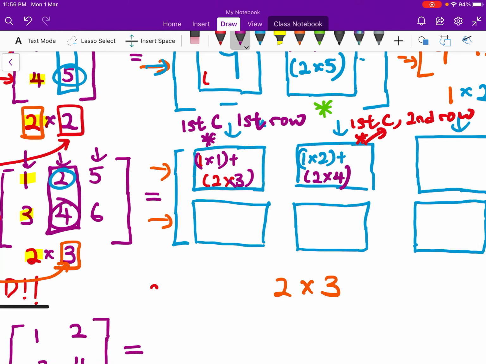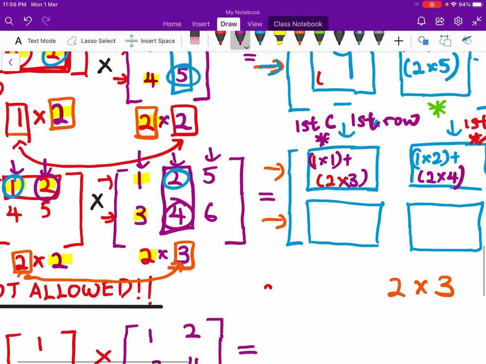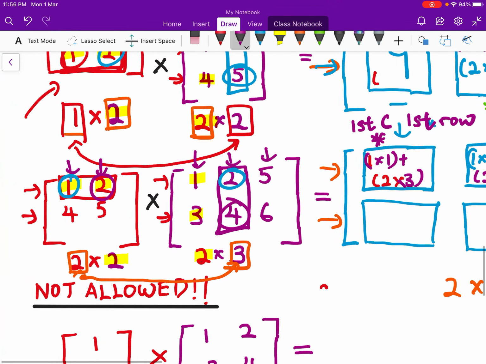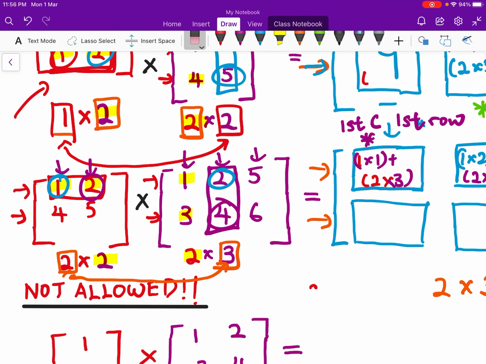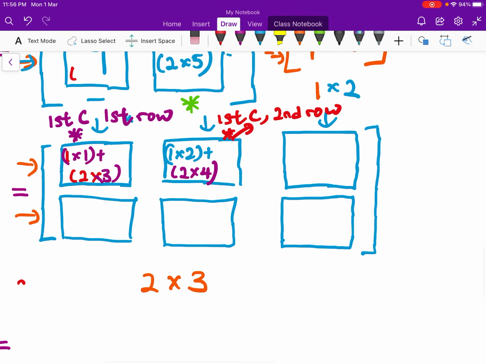Okay, so now we are done with the second box, which is the first column, second row. Alright, so now let me erase this. Okay, so now we move on to this.